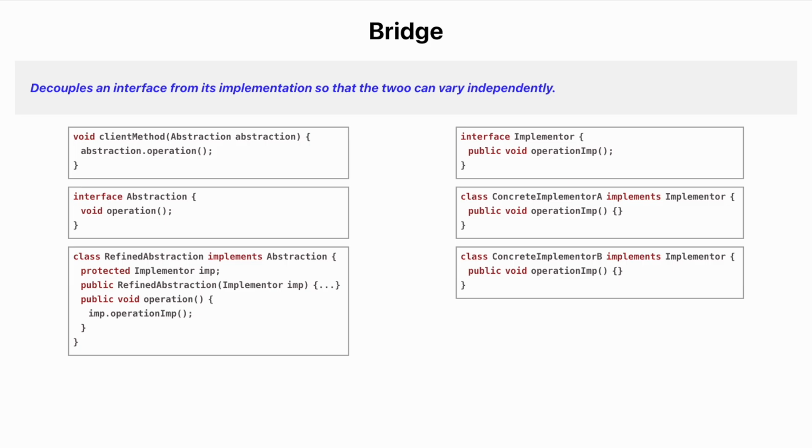Here, there are two object hierarchies. One is abstraction and refined abstraction, and the other is implementer with its subclasses. The refined abstraction has the implementer instance to perform an operation. The two object hierarchies can vary independently without affecting the other.